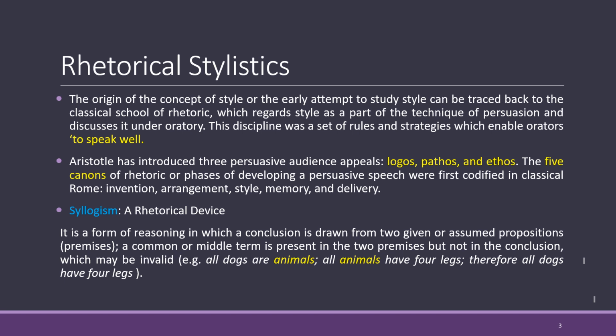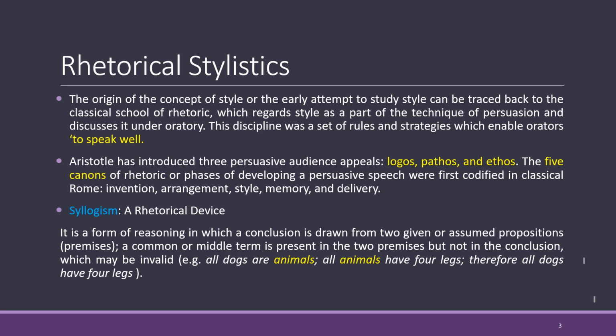Pathos, on the other hand, refers to the appeal to emotions. It involves evoking emotional responses in the audience to influence their attitudes and beliefs. Finally, ethos refers to the appeal to ethics or credibility. It involves establishing the speaker's or writer's credibility, authority, and trustworthiness to gain the audience's confidence.